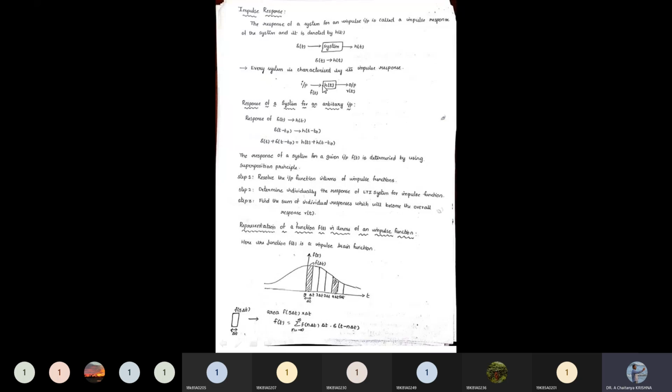Every system we characterize using the impulse response. We can find the impulse response of every system using these characteristics: input f of t and output r of t. Whatever the system response is, that is h of t, the impulse response. Now we have to find the impulse response equation, what impulse train we take as the input, and what the response is. How to find the impulse response, we discuss here.